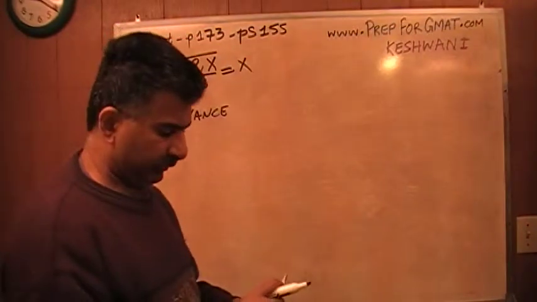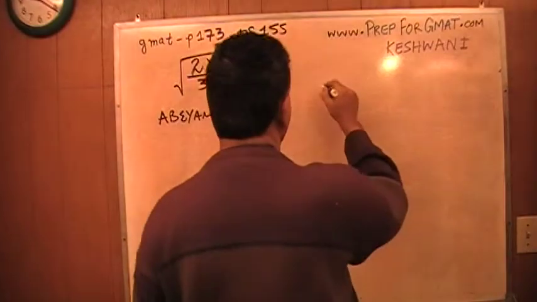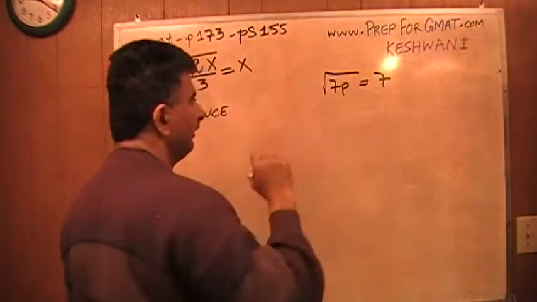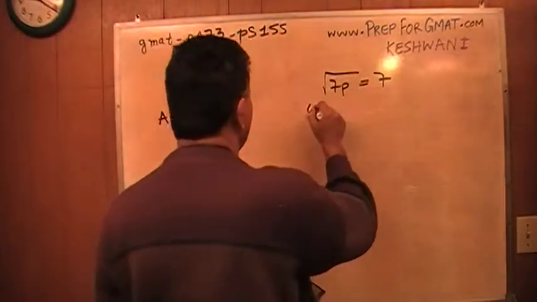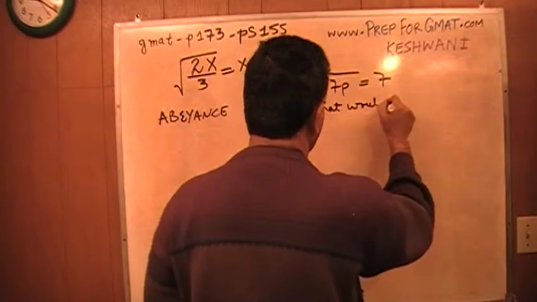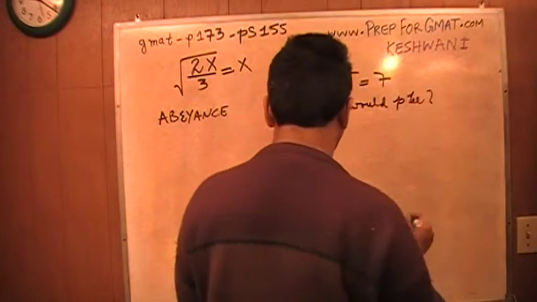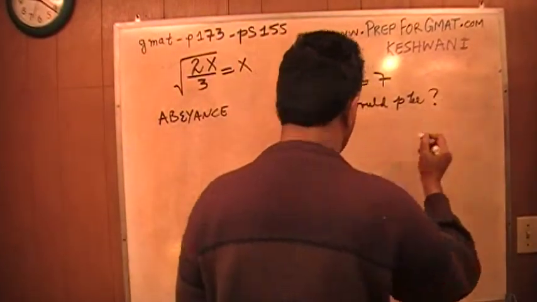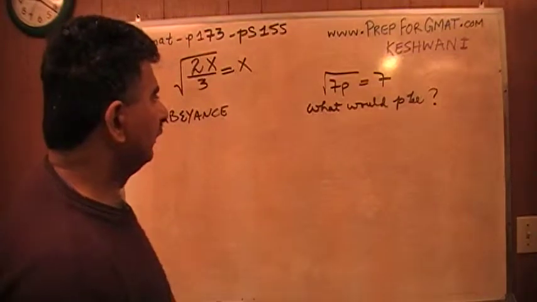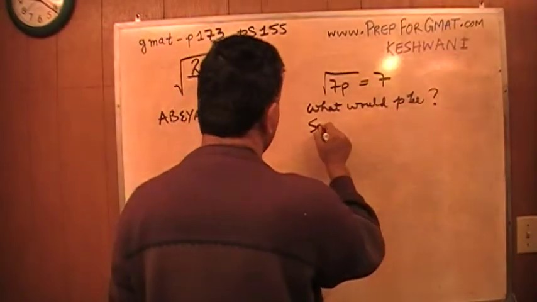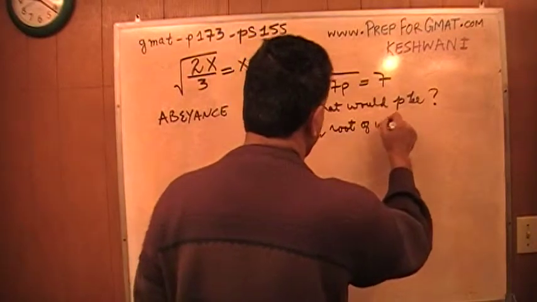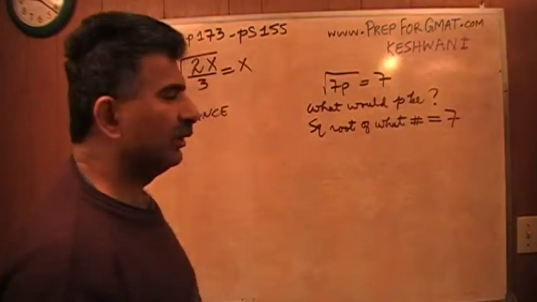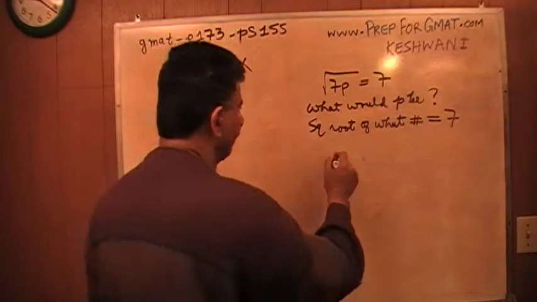I'm going to do a few problems with you and see what you can tell me. Here's the first one. If I tell you the square root of 7 times p equals 7, the question simply is, what would p be? In other words, the square root of what number equals 7? Well, we know the square root of 49 equals 7. Of course, the answer is 49.